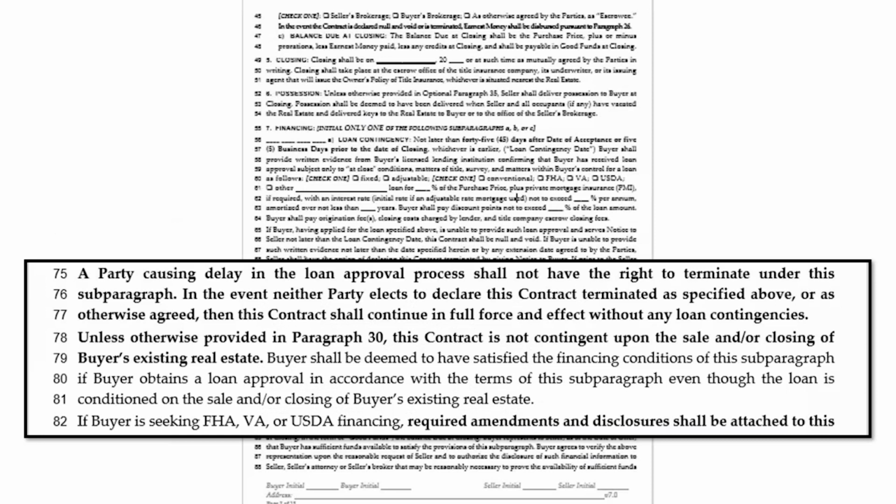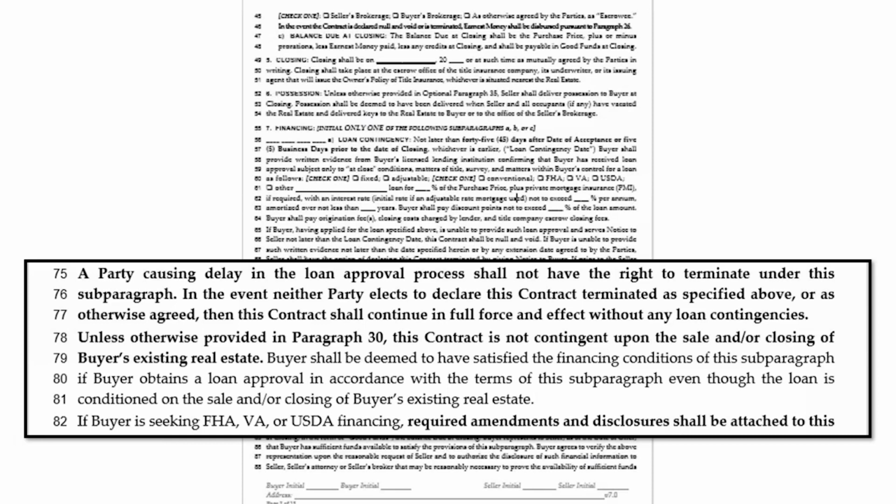So then it goes on to say, any party causing a delay in the loan approval process does not have the right to terminate under the subparagraph, and really this is aimed more at the sellers. If the sellers, for example, were refusing to allow the lender's appraiser to come in and look at the property, or didn't allow the home inspector to come in, they're causing the delay. They would not then have the right to terminate. And it goes on to say that in the event neither party elects to declare the contract terminated on any of these issues, the contract is in full force and effect, without any loan contingencies.